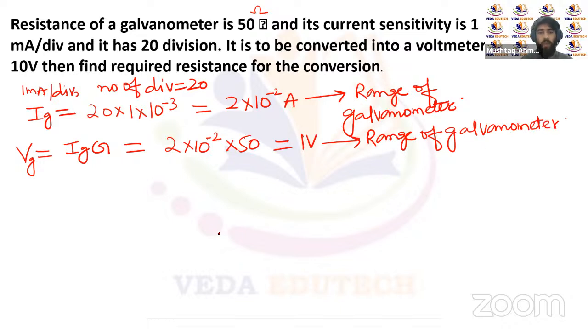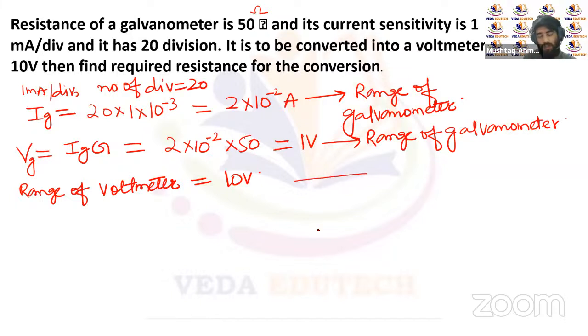Now we have to convert it into a voltmeter of 10 volts, right? It means the range of voltmeter should be 10 volts. Find the required resistance for the conversion. We have to find the required resistance for the conversion of this galvanometer into a voltmeter. And we know, how do we actually convert a galvanometer into a voltmeter, right?